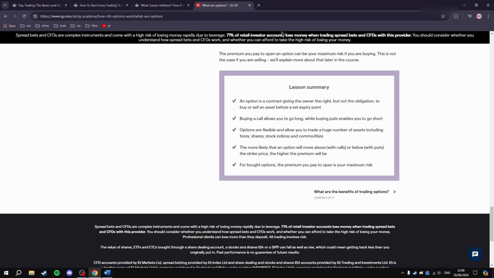The premium you pay to open an option can be your maximum risk if you're buying. This is not the case if you're selling. We'll explain more about it later in the course.